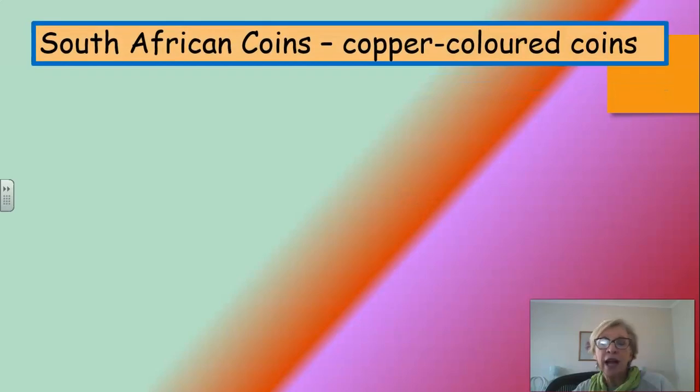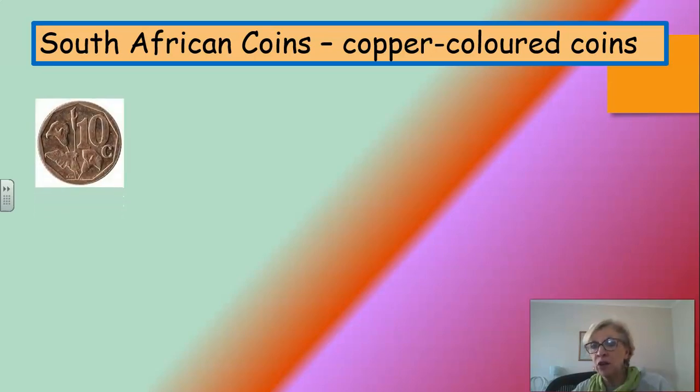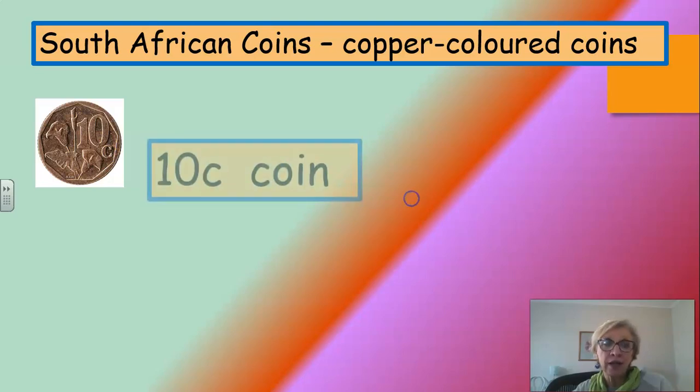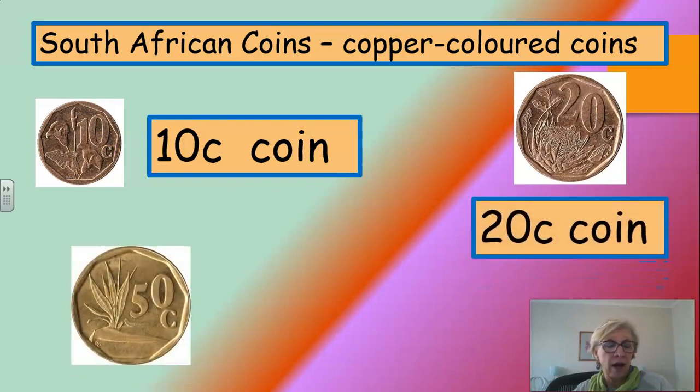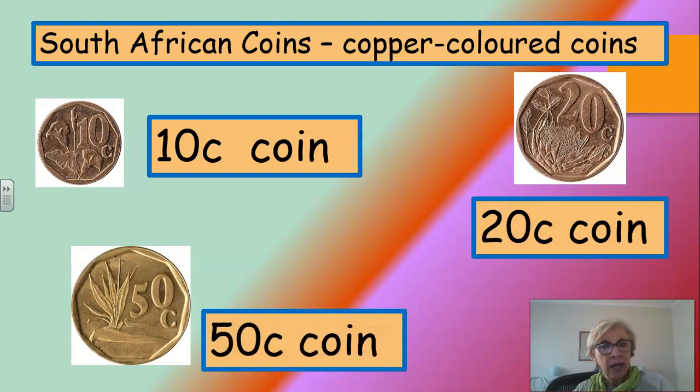Now let's look at our copper colored coins, which are brown colored coins. And we used to use a lot more of them. But at the moment, we generally are only using our 10-cent coin, our 20-cent coin, and our 50-cent coin. In grade 3s, I know that 5-cent coins are still kind of in circulation, but very seldom do we use them. So I'm not going to focus on those for now.